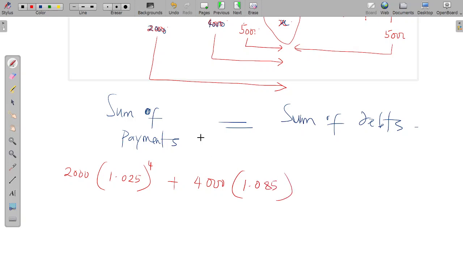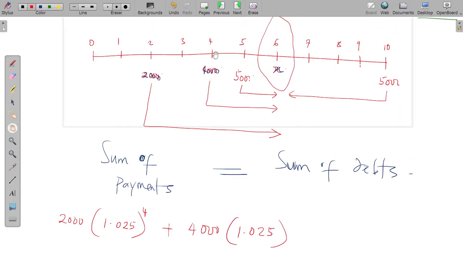1.025 raised to power 1, 2, positive 2. All right, any payment again, x is a payment, so plus x. Okay, that is our payment.